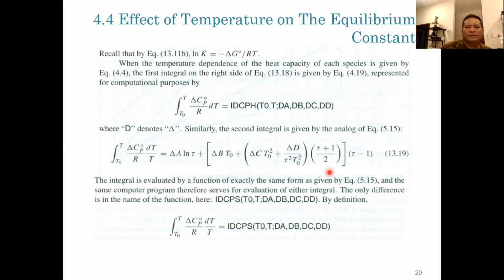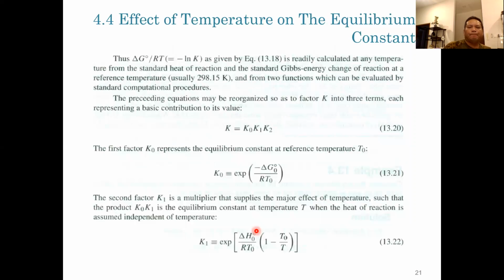Okay, so it's very easy. We just program it in Excel and it will give you the answer. The equilibrium constant can also be written in another form. We can write it in terms of K naught, K1, and K2.